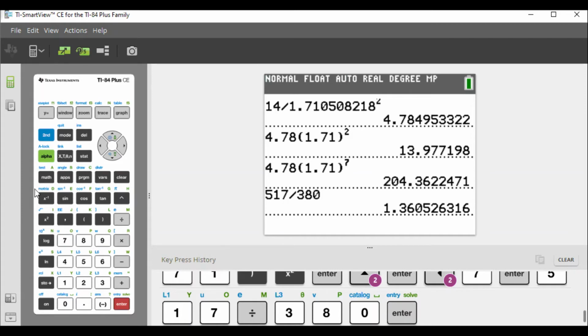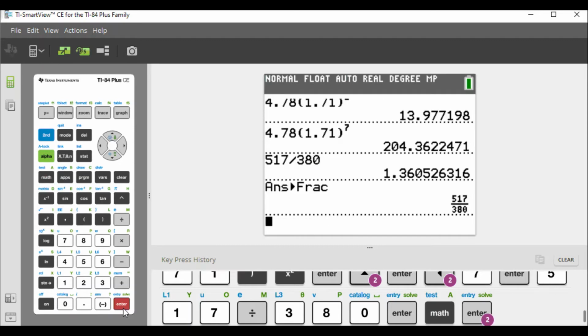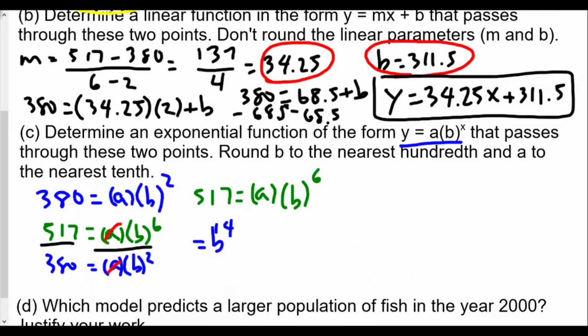1.360526316. Let's see if we can change our fraction. And yeah, 517 over 380 is the exact value, and we'll use that. All right, but that's b to the 4th power. So b to the 4th power is 517 over 380.